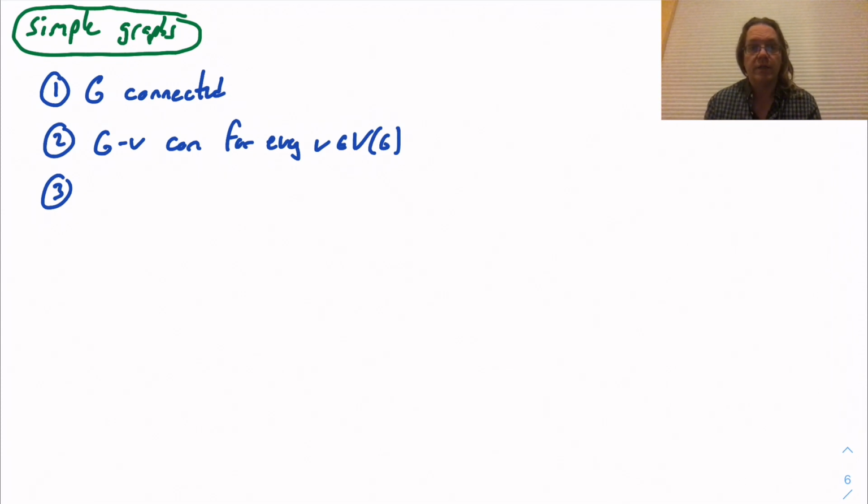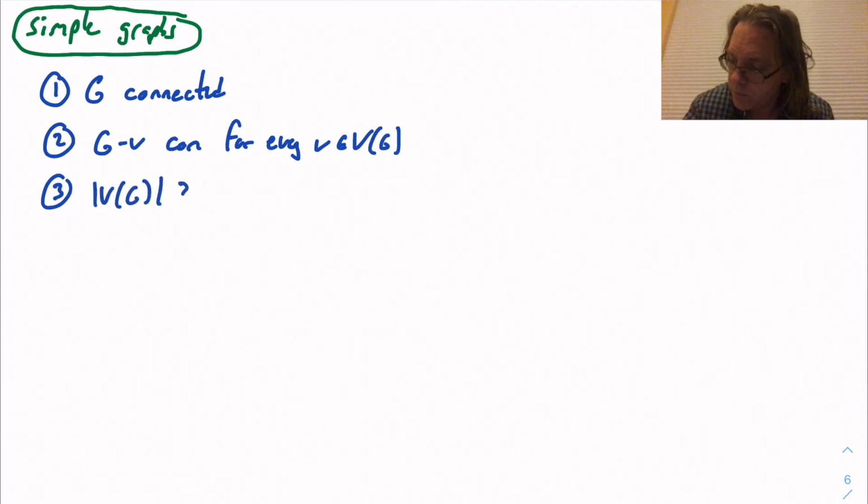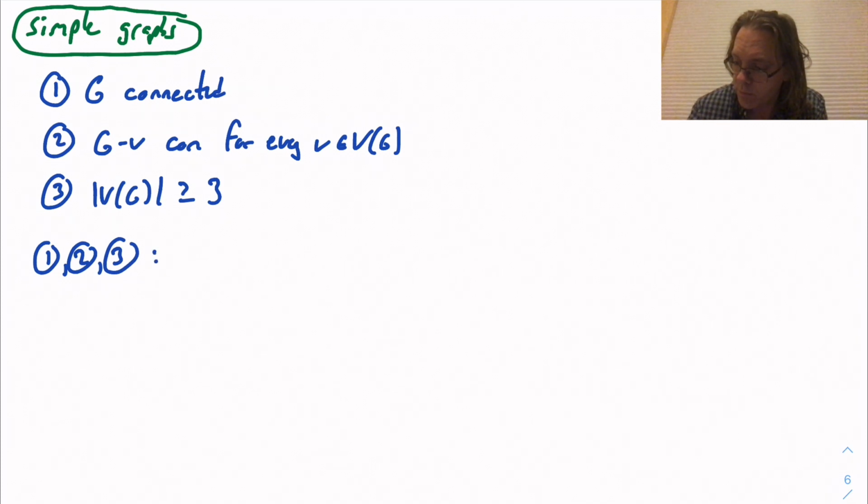Third property is that you have to have at least three vertices. Right, so if you have 1 and 2 and 3, then your graph is two connected. So again, a graph is two connected if it's connected, however you delete a vertex it stays connected, and you have at least three vertices.